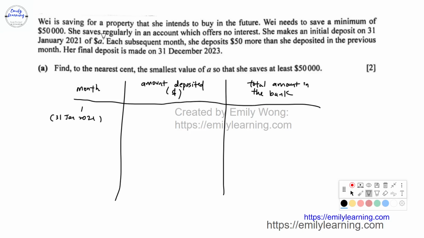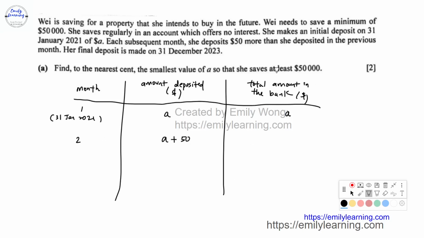And I know that in month 1, Wei has deposited $A. Because the bank does not give any interest, at the end of month 1 there is $A inside the bank. Moving on to the second month, at the end of each month she deposited $50 more than she deposited in the previous month. So the amount deposited in the second month is A plus 50.